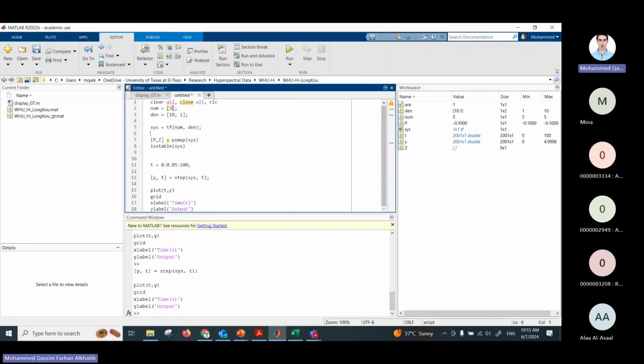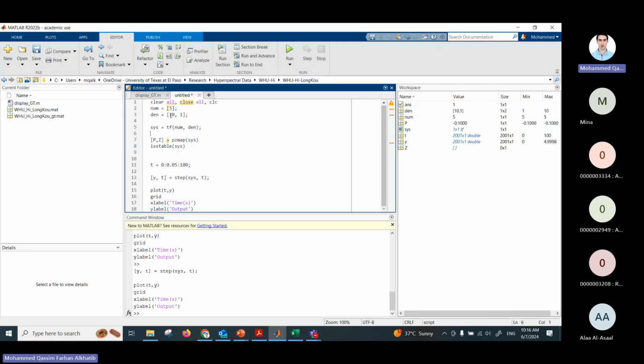In fact, if you look at this function, 5 over 10s plus 1, I will assume that the time domain, the inverse Laplace for that one, is 5 e to the power minus t, and we'll assume some initial condition. So it's going to be 5 by 1 plus e to the power minus 10t. And as t approaches infinity, the e to the power negative t will die out, will disappear, and I'll have 5 times 1. So the steady state output is 5. So that's an example again for a stable system, and we've seen the output.